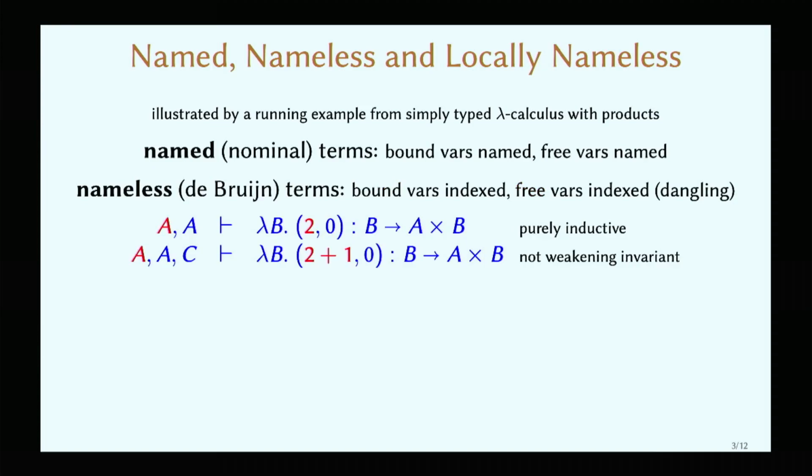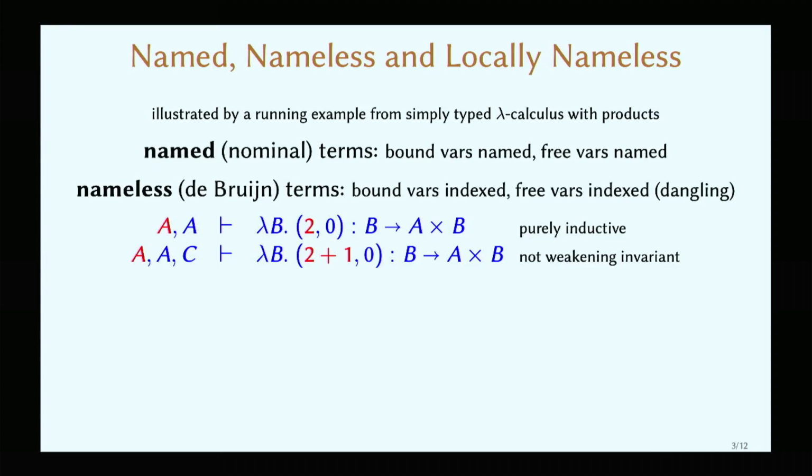So, for example, that's a valid typing in the nameless form. And if I weaken the context, say by throwing in this extra assumption, I've got to add 1 to 2 to get 3, to make sure that I have this pointing not to that occurrence of A, which is 2 out, but this one, which is 3 out now.